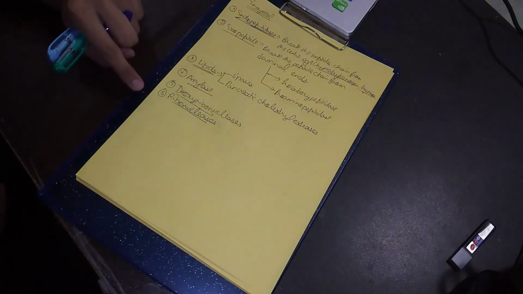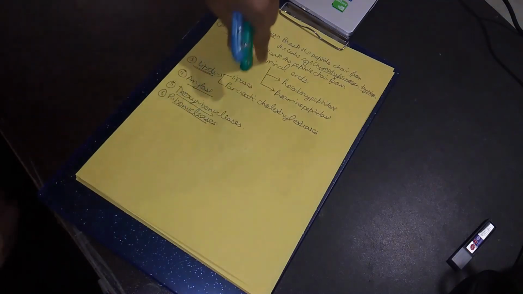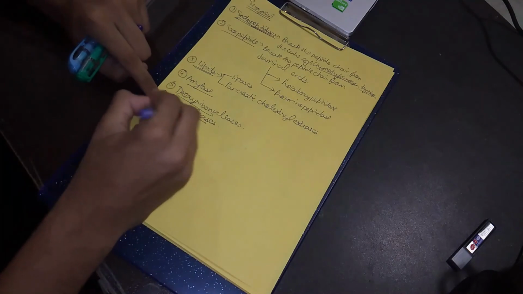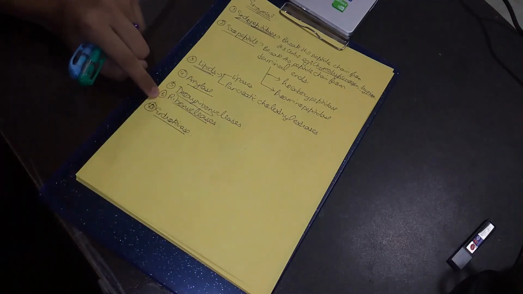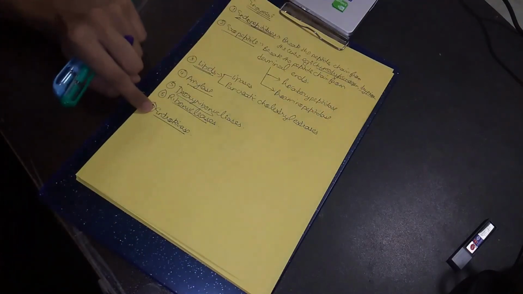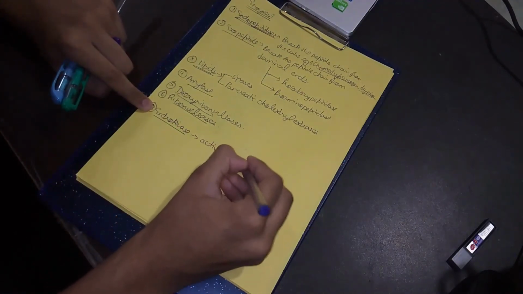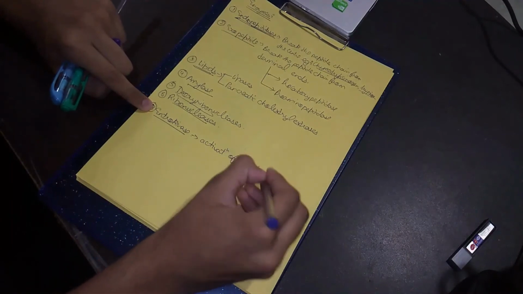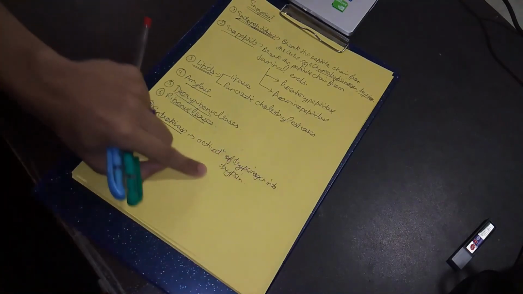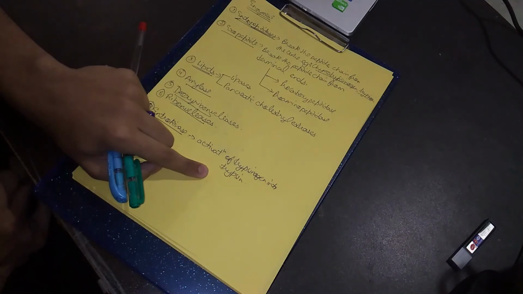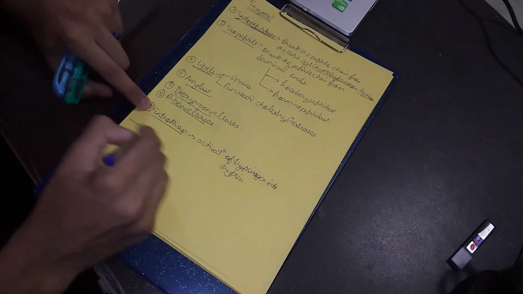Then I will tell you the function of enterokinase, which I have marked with red stars on the GIT. The function of enterokinase is activation of trypsinogen into trypsin, and this trypsin is responsible for the activation of other proenzymes. Okay, so this was all about the exocrine portion.